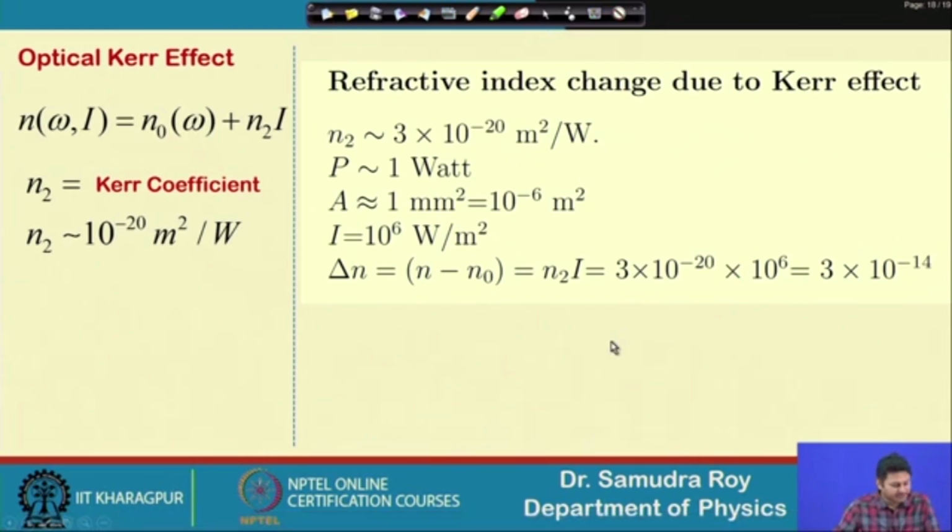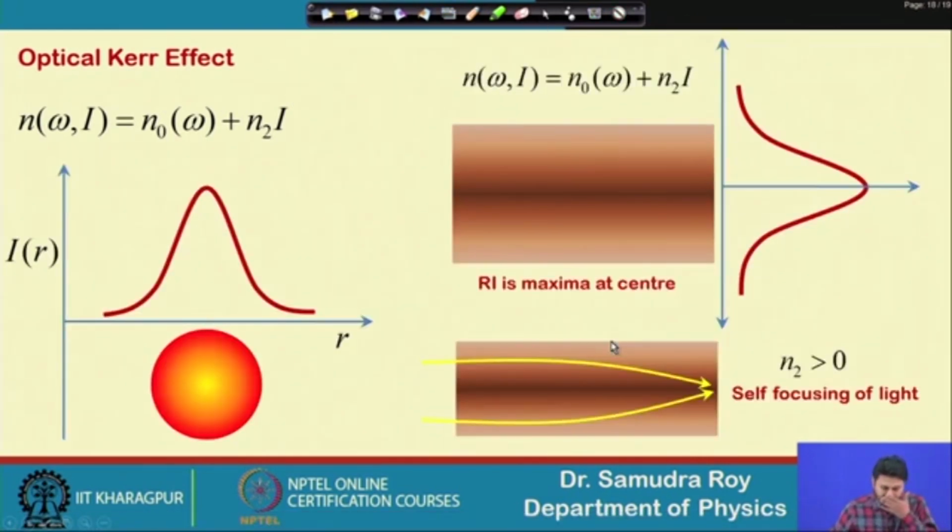Well, after having this idea, let us see what is the consequence of this change of refractive index. This is the distribution of the intensity. If the intensity is distributed in this way, this is the distribution of intensity in space. In the middle part we have a very high intensity and gradually the intensity goes down. So it should have a Gaussian kind of distribution.